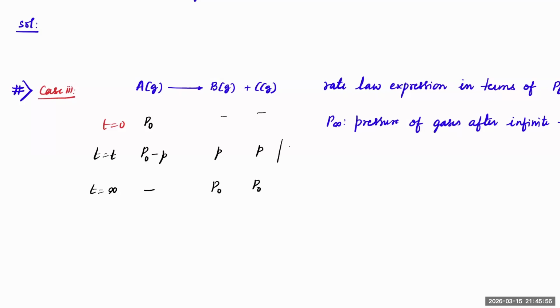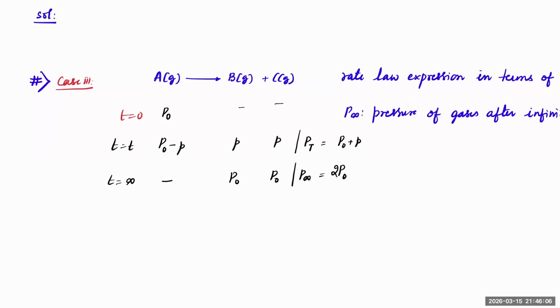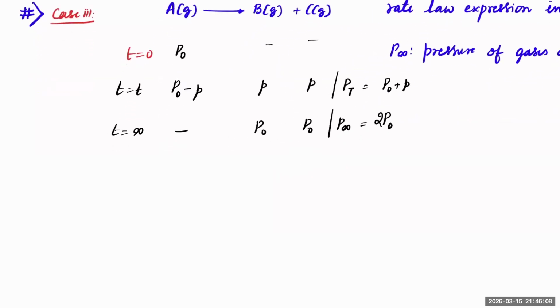So now notice this one. P total is the sum of these three, which is P naught plus P, and P infinity is equal to 2 P naught. This is P infinity. Now listen up. You know that the A naught by A naught minus X ratio is what we are looking into for solving first order kinetics, which means this is P naught by P naught minus P.